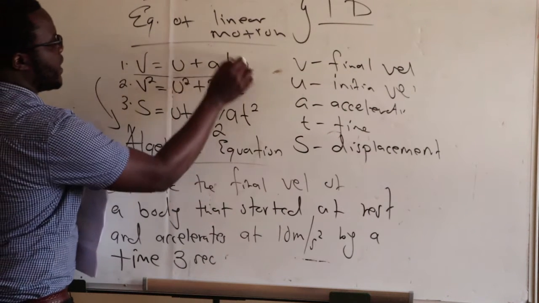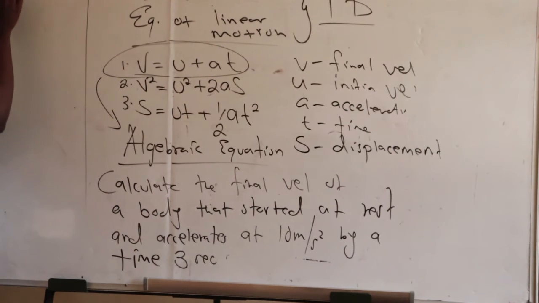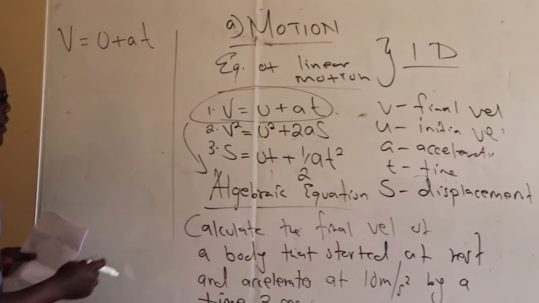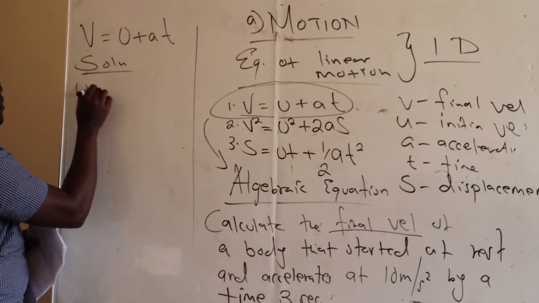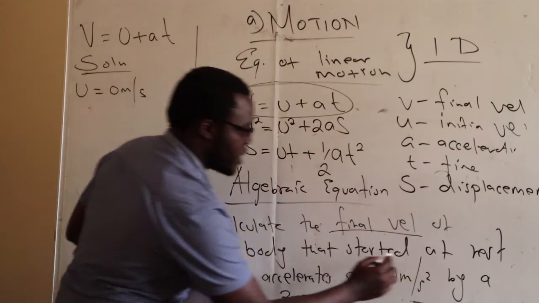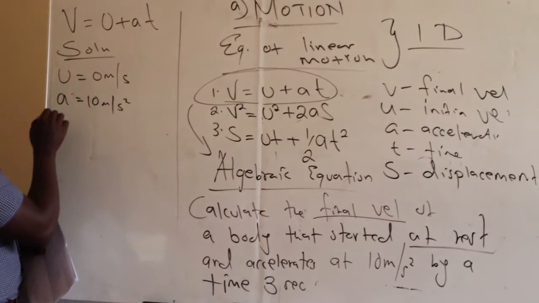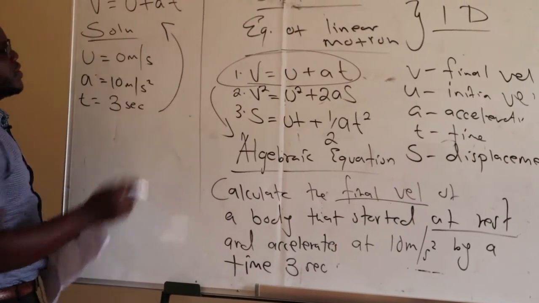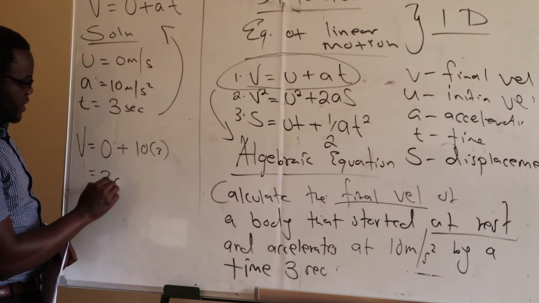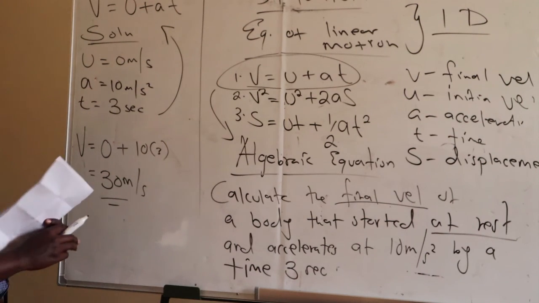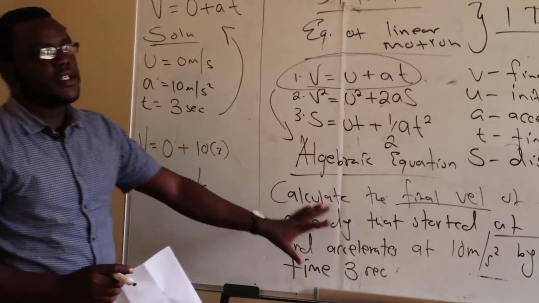Now, that means that we need to apply the first equation of motion, V is equal to U plus AT. I'm trying to calculate the final velocity, which is V. In the solution, U is 0 meters per second because the body was at rest, so it was not moving. A is equal to 10 meters per second squared, and the time is 3 seconds. If we substitute that in our equation, V is equal to 0 plus 10 times 3, which gives us 30 meters per second. So that's how you apply the linear equation algebraically in an example that you may be given in your exam, so that you can solve for the final velocity of this body.